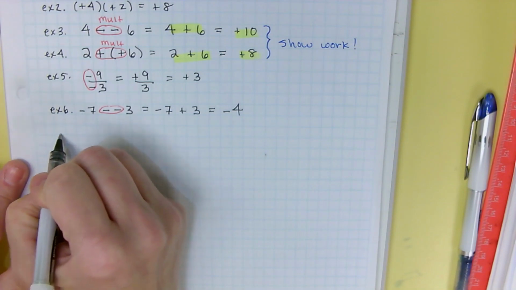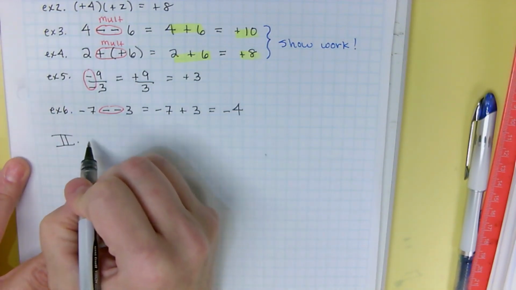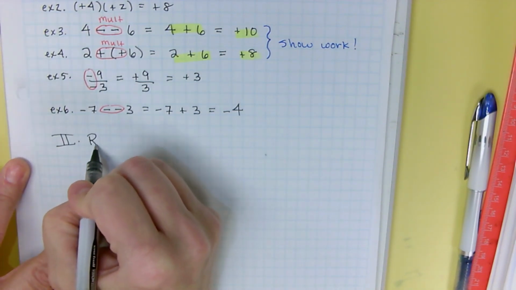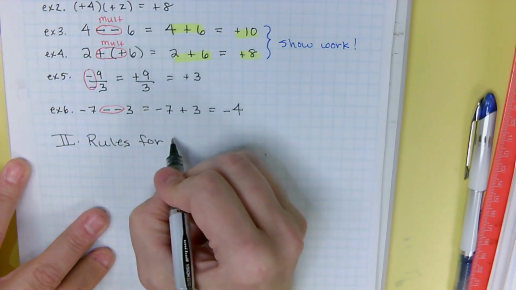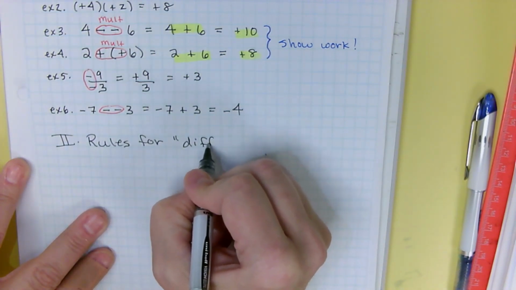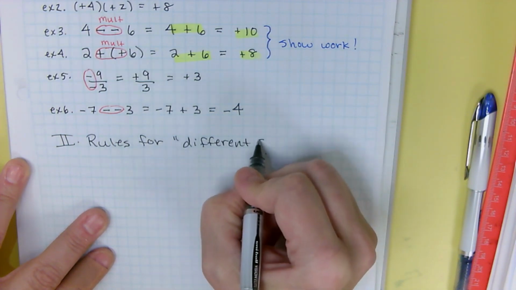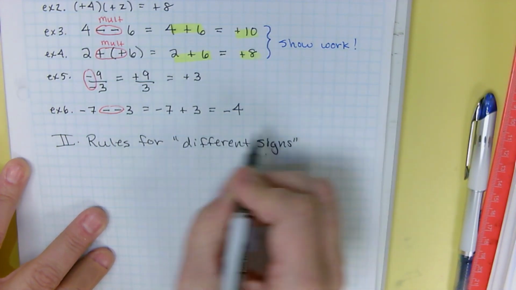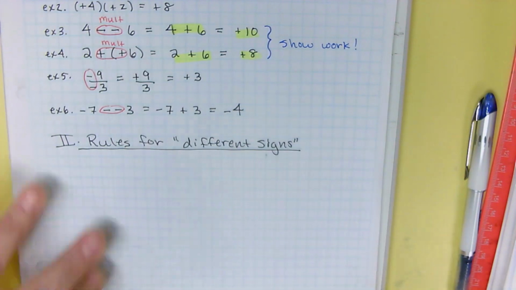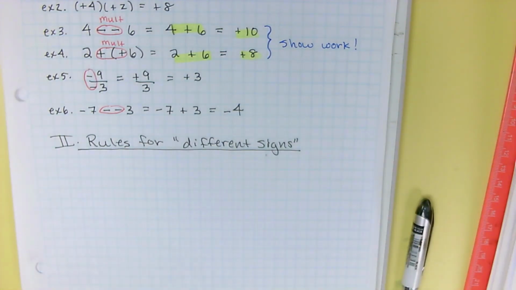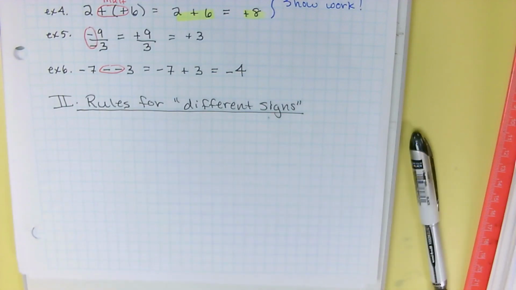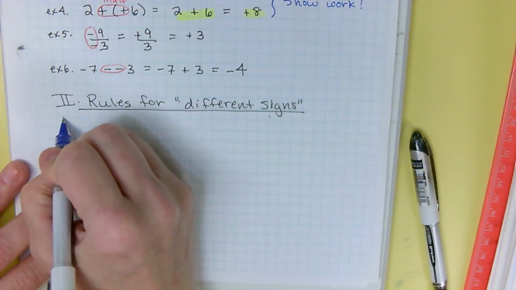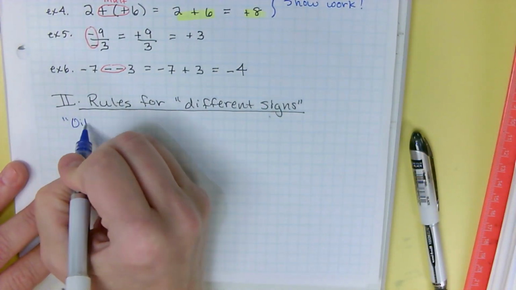Okay, Roman numeral 2. These are the rules for different signs. And again, I'm going to give you a silly way to remember this. Here is the saying that goes with it.